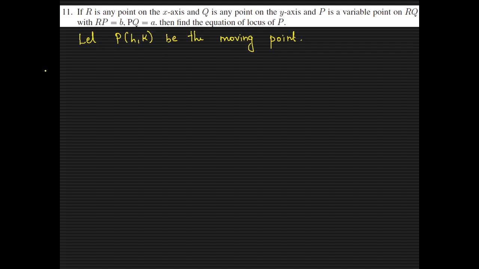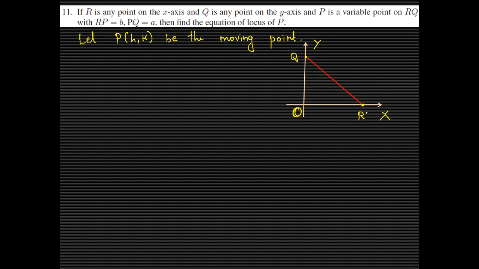So here the conditions are: R is any point on the x-axis, Q is any point on the y-axis. So we'll draw the x-axis and y-axis first. This is our x-axis and this is our y-axis and this is the origin. I'm going to draw a line, and I'm taking this point to be R, which is on the x-axis, and this point to be Q, which is on the y-axis.